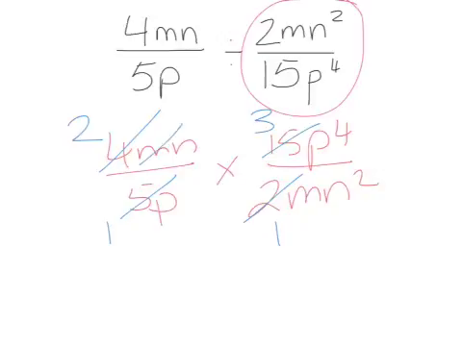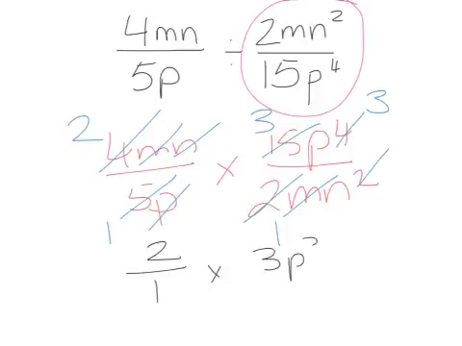This m will cancel with this m. This n will cancel the n squared. And this p will cancel the p to the power 4 and drop it down to 3. So just so I have this nice and clear, I now have 2 over 1 times 3p cubed over n. So my answer is 6p cubed over n.